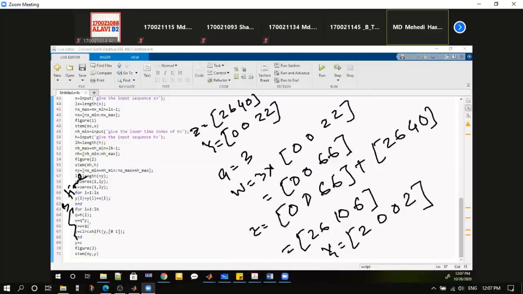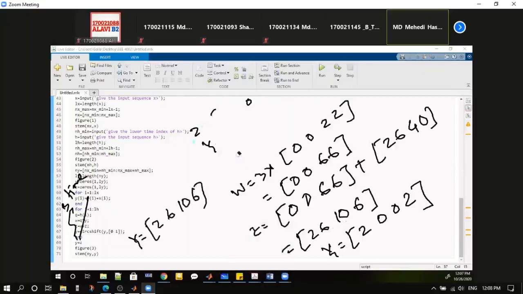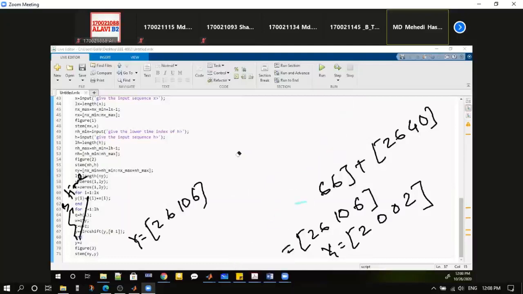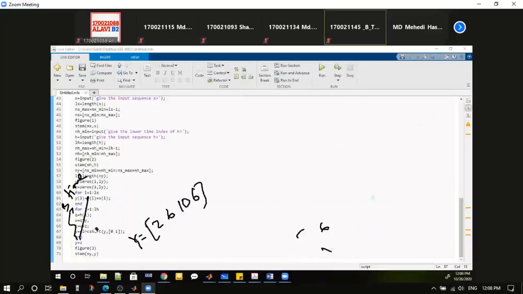Okay. Now this will be the end of this for loop, and next your y will be equal to z. So your z is 2, 6, 10, 6, which is your output. Is it clear to all of you? So this is one way of doing that discrete convolution. There may be other ways you can try with a different algorithm for this code. Is it okay to all of you?